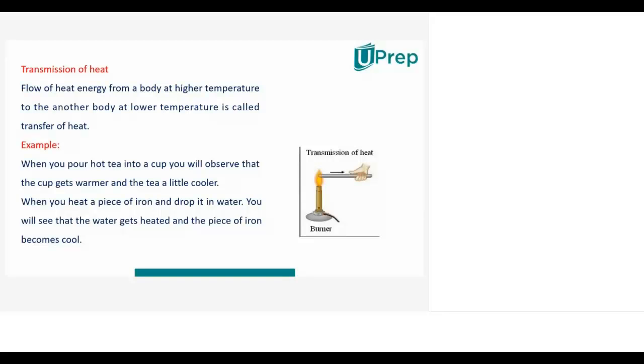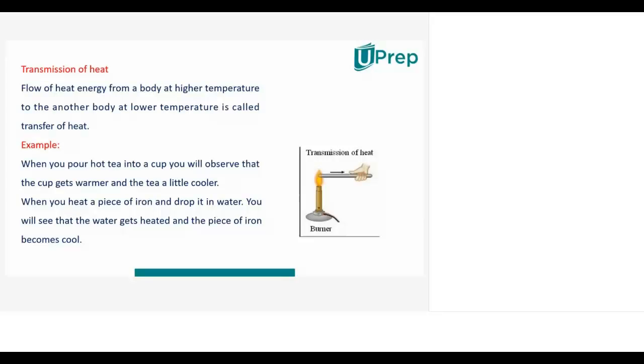That means what happened? The heat energy transferred from the end which is in the flame to the point where you are holding it. So heat energy transferred up to that point, and this heat energy transfer is called transmission of heat energy. So transfer of energy is taking place.